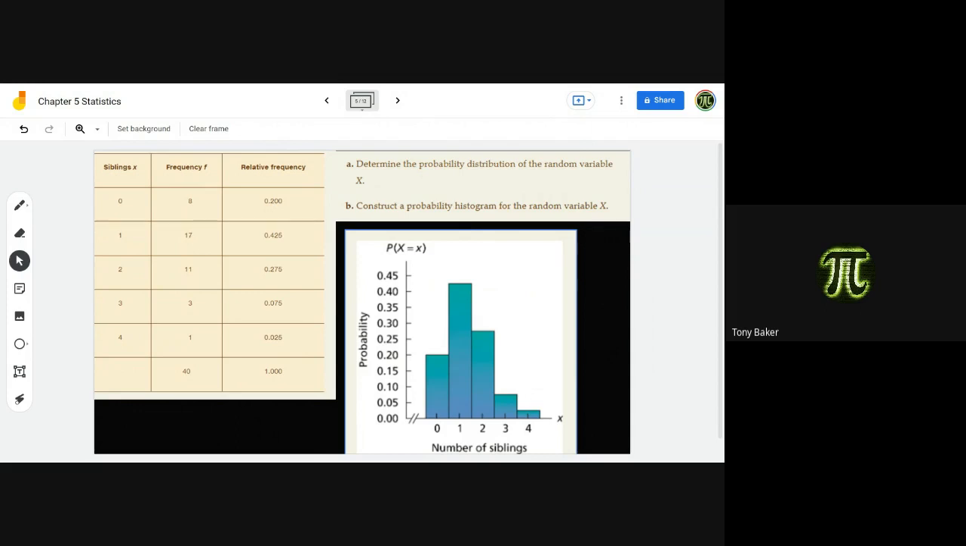Now, sometimes they gave me the relative frequency of this one, but we could have also found the relative frequency by just dividing the frequency by 40. So if we did 8 divided by 40, we get 0.2. 17 divided by 40 gives you the 0.425. So just like we were doing before with relative frequency, sometimes they won't have that calculated out for you. You'll have to figure that part out. So we could do that.